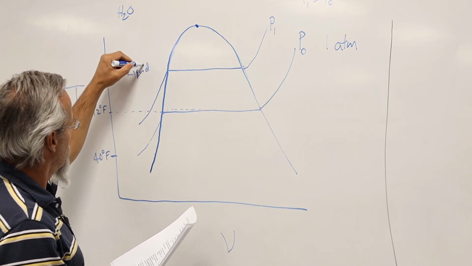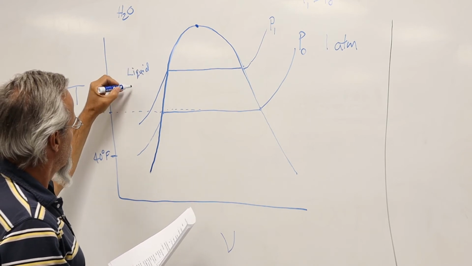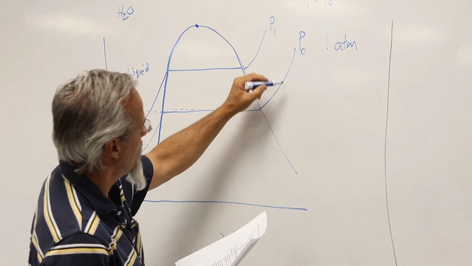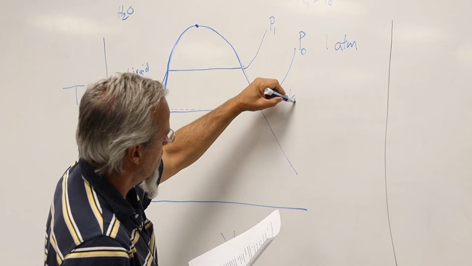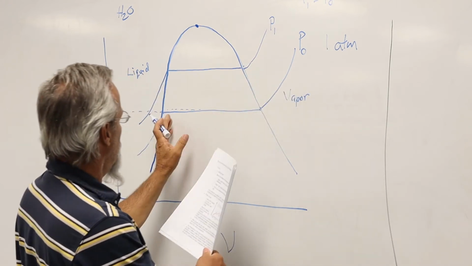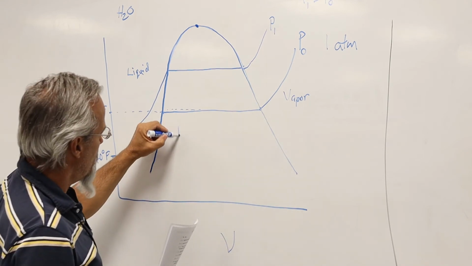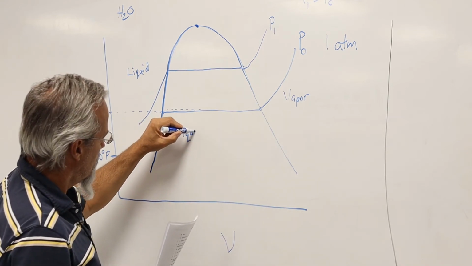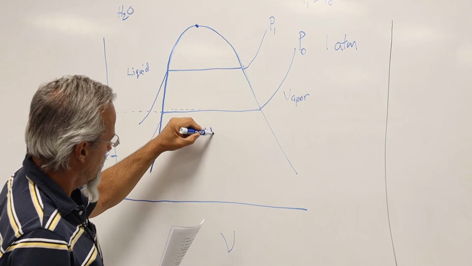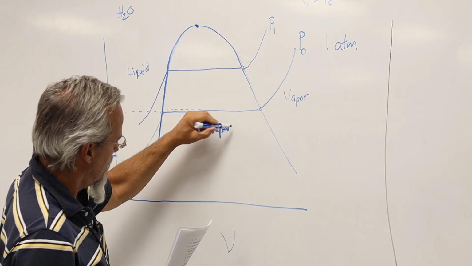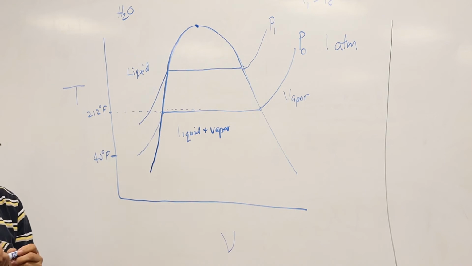And on this side, we're going to have vapor. And of course, everything under the curve is a combination of liquid and vapor. What happens up at that top point? The top point, we call that the critical point.